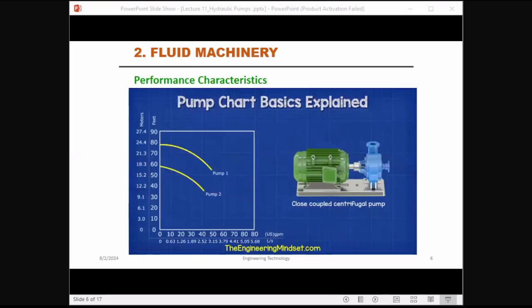For example, the performance curve of 2 large centrifugal pumps are plotted here. We need a flow rate of 30 gallons per minute and a head pressure of 70 feet. That means that pump 2 can't be used, but pump 1 could be.